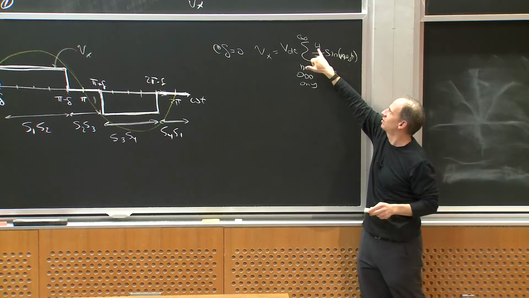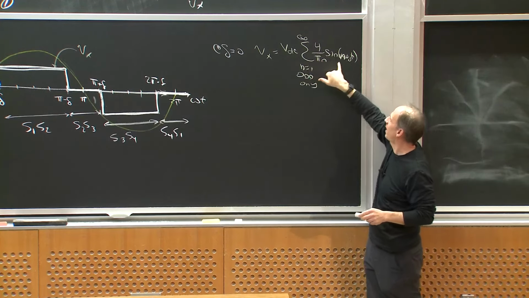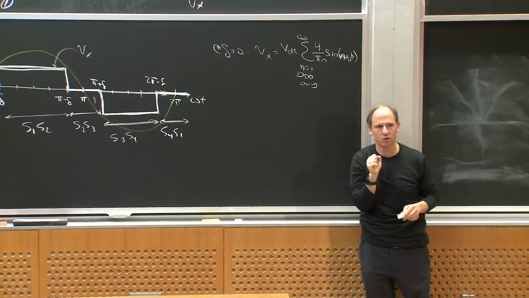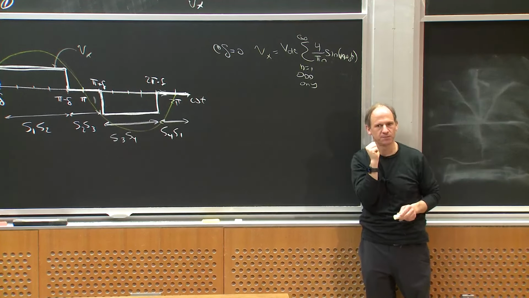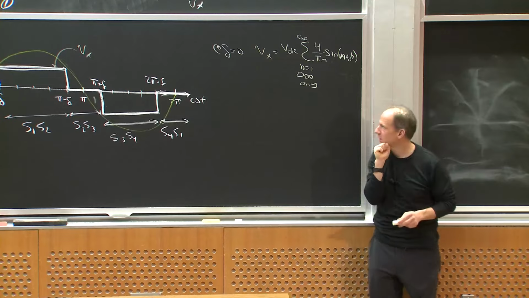The summation means it's 4 over pi sine of omega t plus 4 over 3 pi sine 3 omega t and so forth. It has harmonics that fall off as 1 over n, but only odd components. Does that make sense to everybody? Okay.